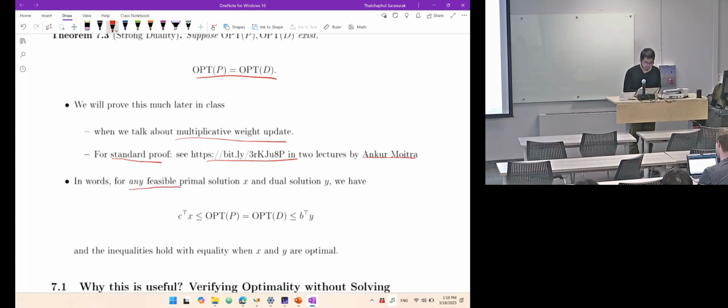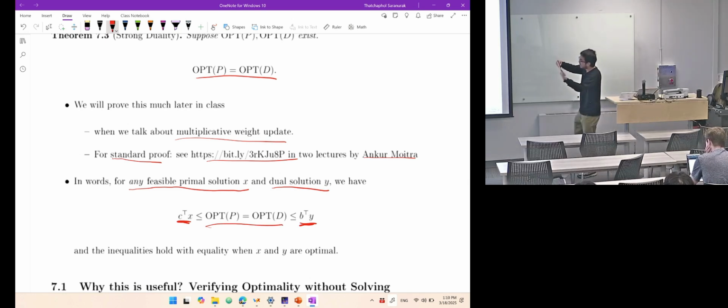For any feasible primal solution and dual solution, you always have that the objective of the primal is at most the objective of the dual, and the optimal values of both meet in the middle.